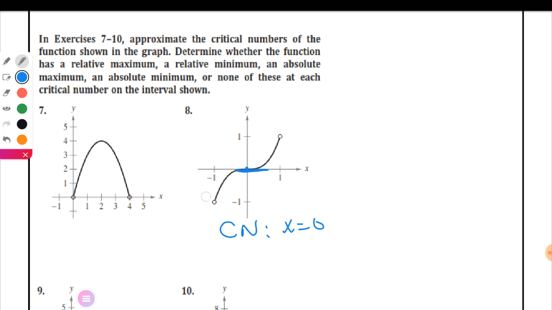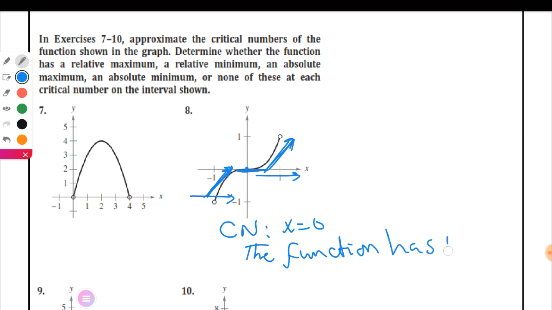But the behavior of the function before is increasing. The behavior here is increasing. As x increases, y increases. It means as x goes to the right, the function goes up. That is why we say the function is increasing. So in this case, the function has no extrema at x equals 0, which is the critical number.